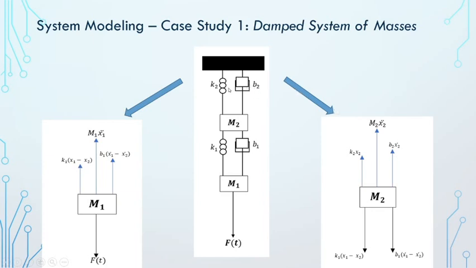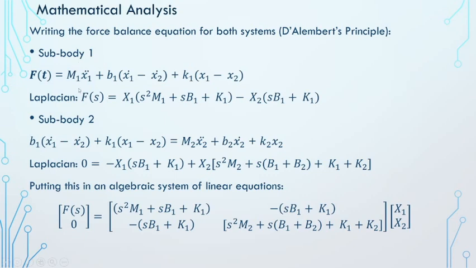Now B2, K2, K1, B1 are all constant. M1 is a constant, M2 is a constant, and F of t can be a step force, an impulse force, or a sinusoidal function of force too. There are several possibilities here. Now, when these are modeled, you can extract the force equations here.